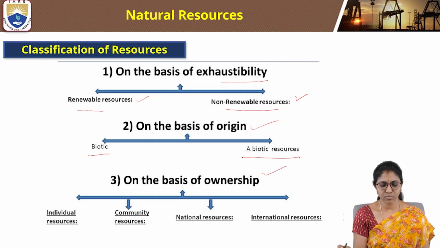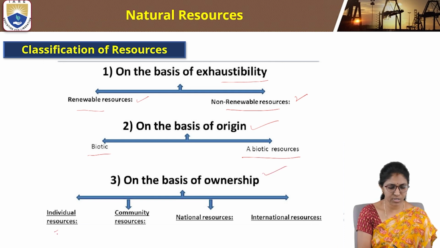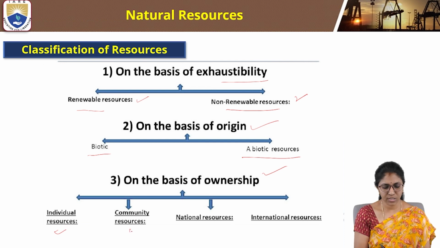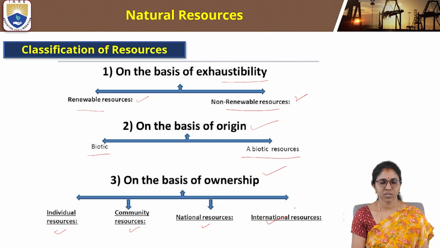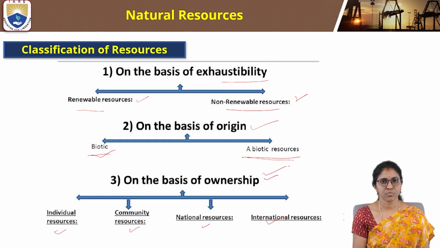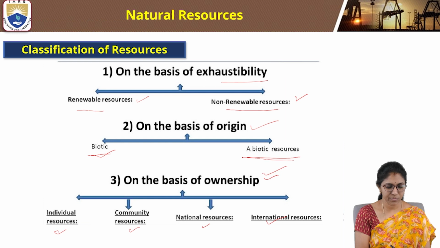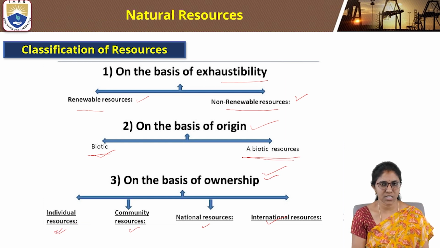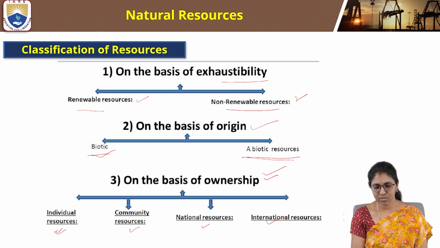On the basis of ownership, they are individual resources, community resources, national resources and international resources. So there are three types of classification. First, on the basis of exhaustibility, we have two types: renewable and non-renewable resources. On the basis of origin, again two types: biotic and abiotic resources. On the basis of ownership, four types: individual, community, national and international resources.